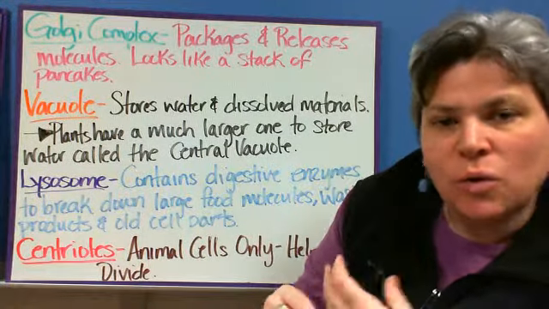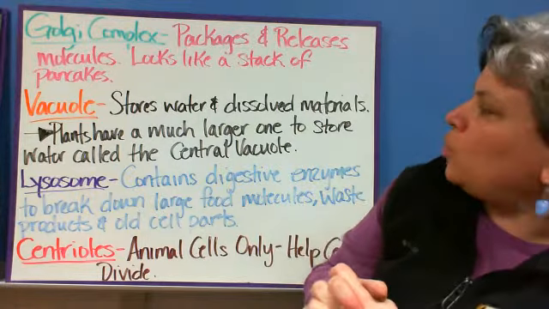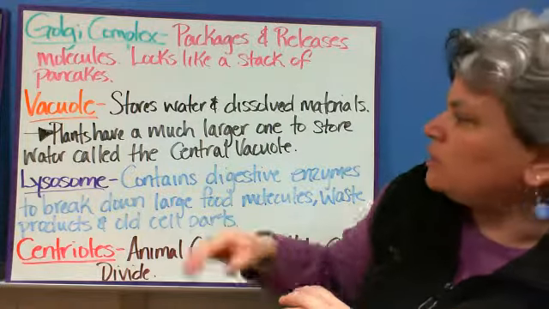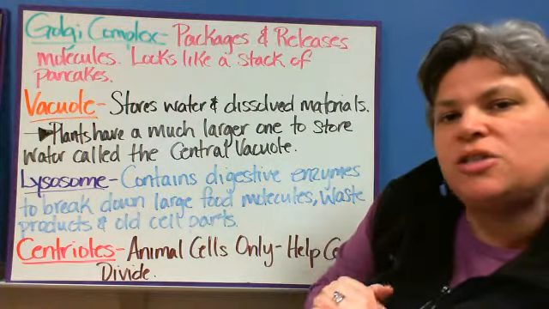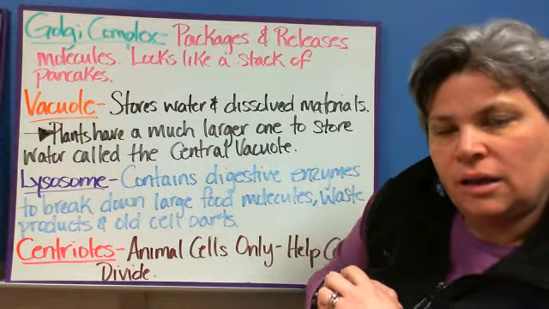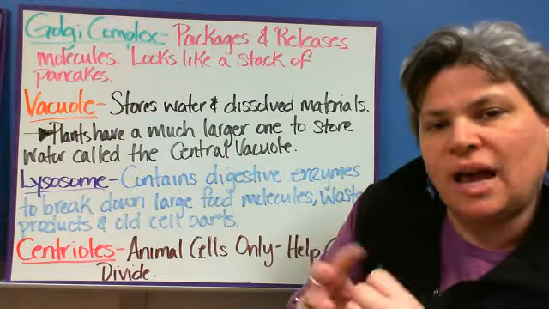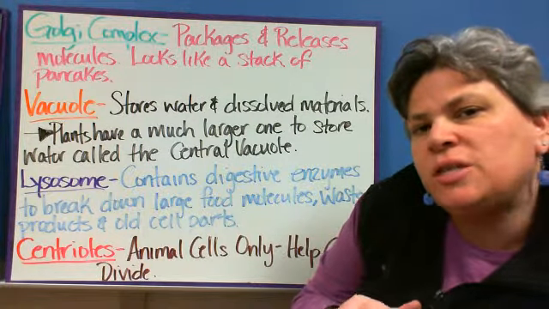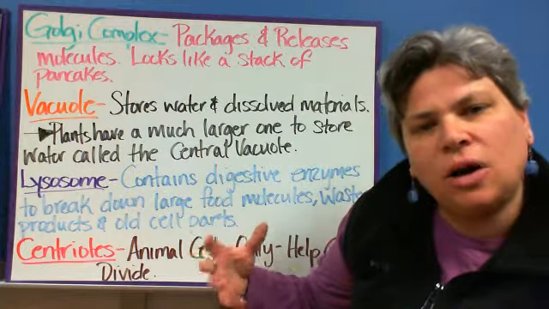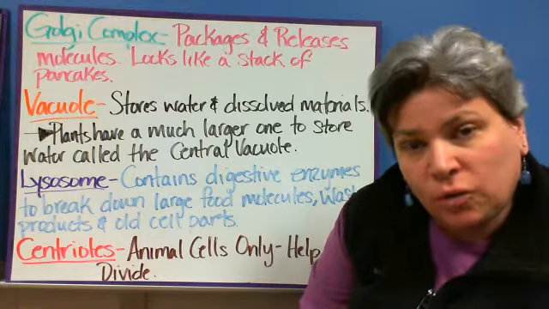A vacuole, most of you have heard of a vacuole before. A vacuole is an organelle that stores water and dissolved materials. Something you should know is that plants have a much larger one to store water, which we call the central vacuole. The central vacuole allows the plant to hold water inside of it. So in conditions where there's not a lot of water coming from outside, it's stored up kind of extra water within the plant cells. Beneficial to an organism that doesn't move around a lot.